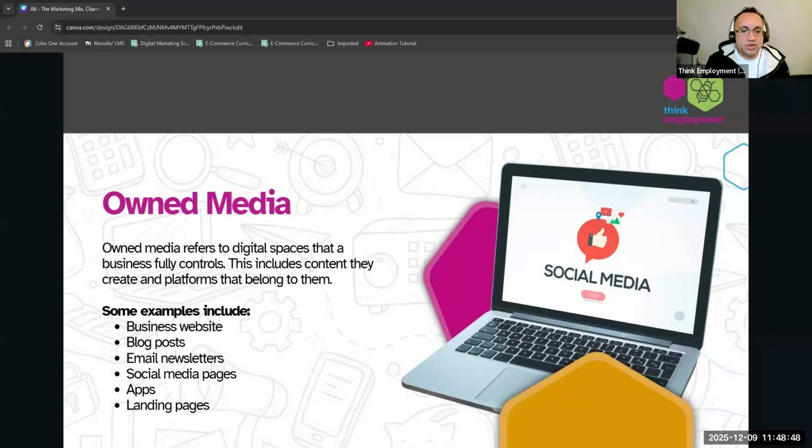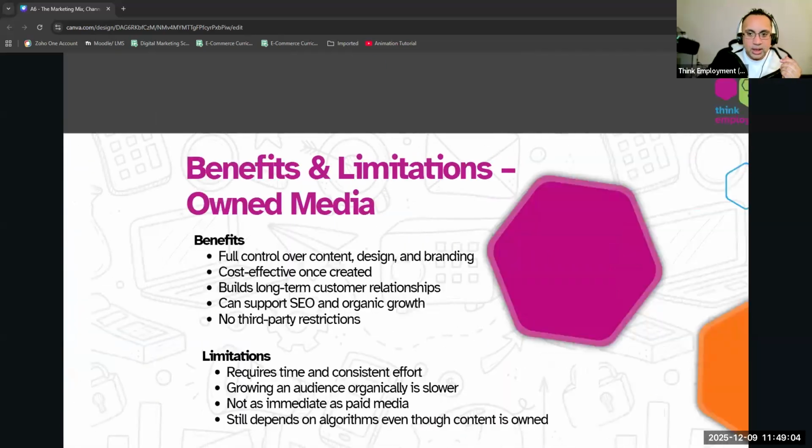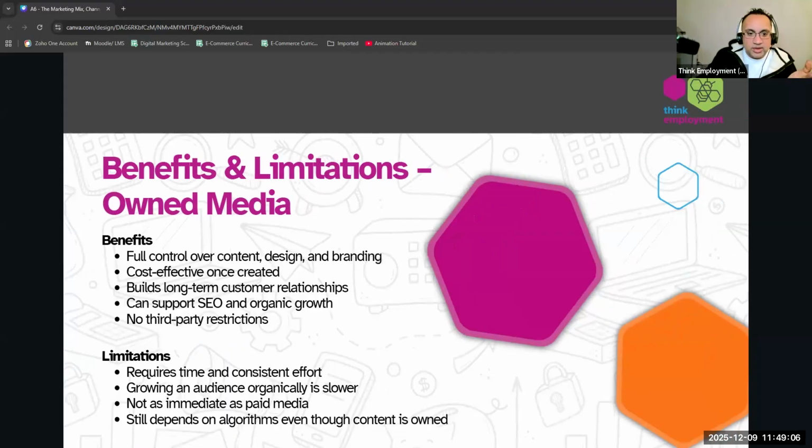So owned media refers to digital spaces that a business fully controls. This includes content they create and the platforms that belong to them. Okay, so your social platform that you're using, your accounts basically. And then there are benefits and limitations of owned media as well. Basically, the benefit is full control over the content design and branding, cost effective once created, builds long-term customer relationships.